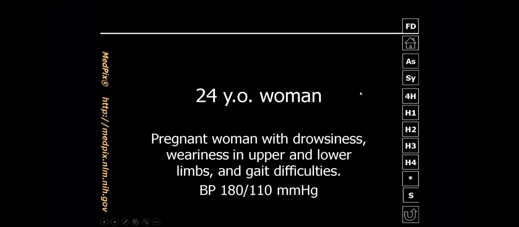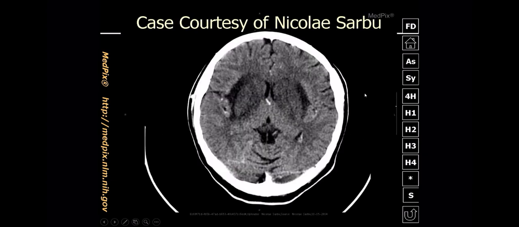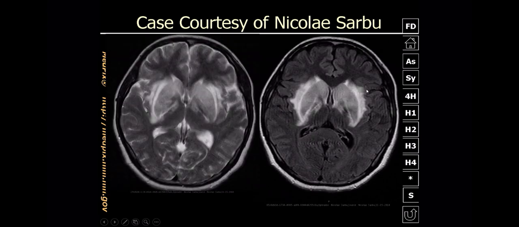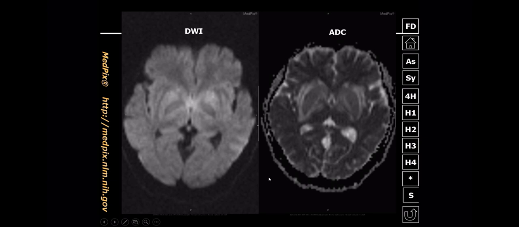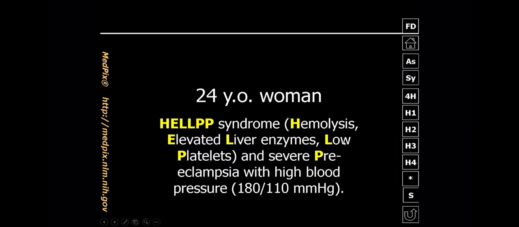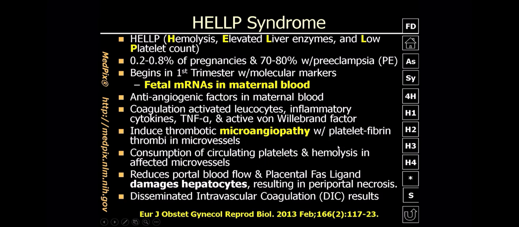24-year-old woman, this will be the last case we go through, pregnant woman, drowsiness, weariness, she's hypertensive, so we're thinking about eclampsia, preeclampsia. She has lesions, again, involving the lenticular nucleus bilaterally. This is a more typical or classic case of the lentiform fork sign in this patient. We can see corresponding abnormalities in the DWI and the ADC map. And this is a woman that had the HELLP syndrome, hemolysis, elevated liver enzymes, low platelets, and severe preeclampsia. And this is typically a self-limited disease that resolves on its own over time. But it's something very important to keep in mind when a pregnant woman comes to the emergency room.